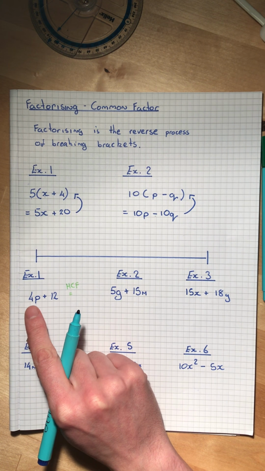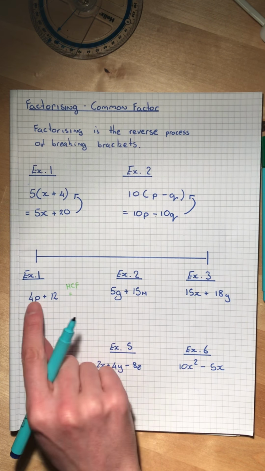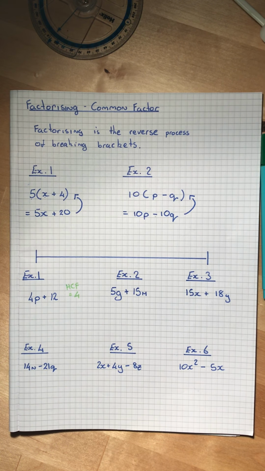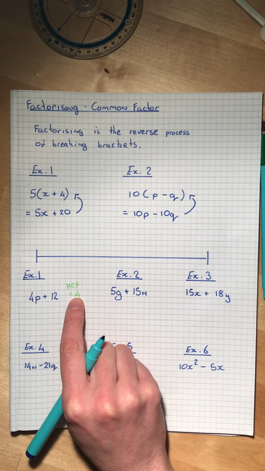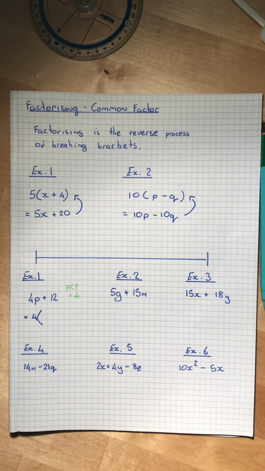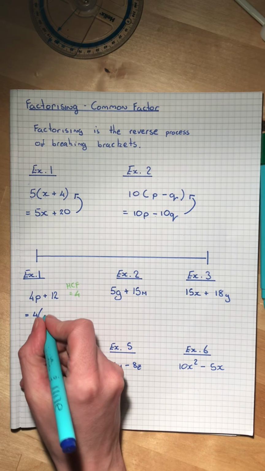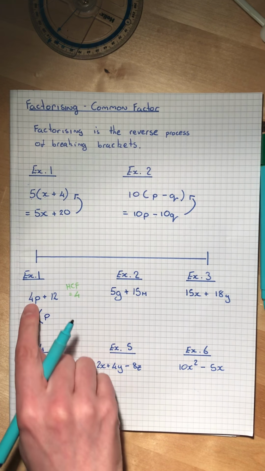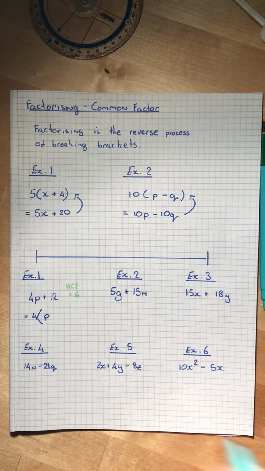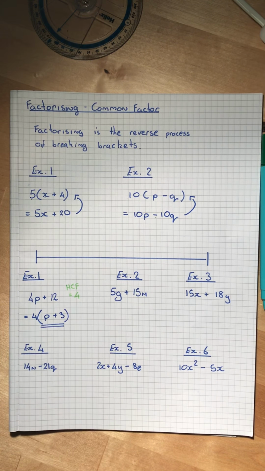What's the highest common factor of 4p and 12? The number is 4. So what's going to go outside the brackets is the 4. Four times what gives 4p? 4 times p gives 4p. And 4 times what gives 12? Well, 4 times 3 gives 12. So it's going to be p plus 3 inside the bracket.